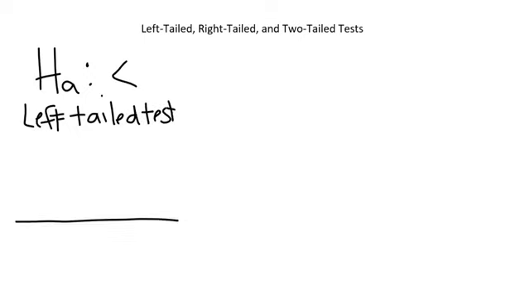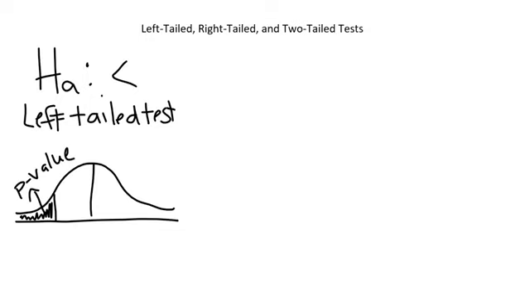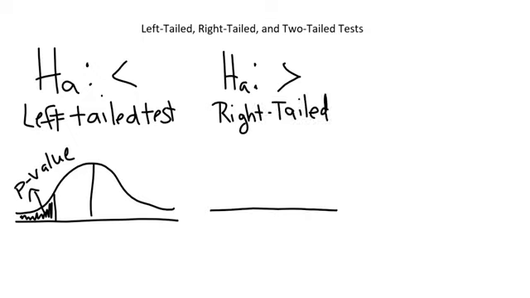And if you were to sketch this on your normal curve, you would be shading area to the left, and that would be your p-value, which we'll talk about later. If your alternative hypothesis has a greater than sign, this is going to be a right-tailed test. And if we were to look at our normal curve, we would plot somewhere on the right side, and we would shade the area to the right.